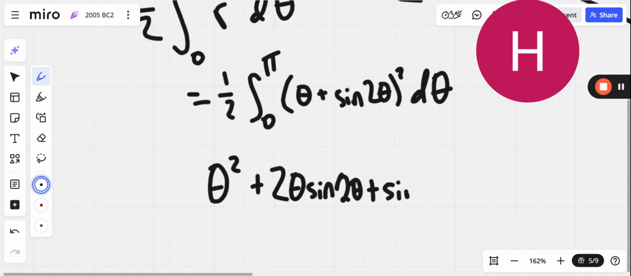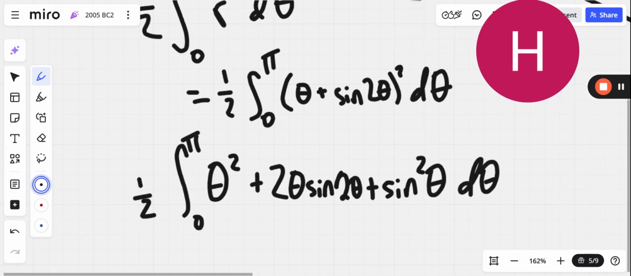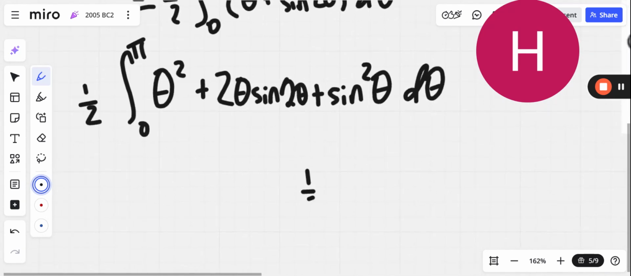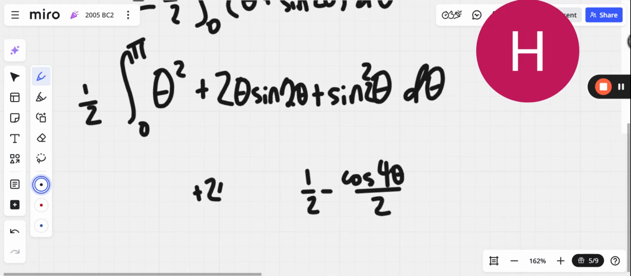Plus sine squared of 2 theta, which we're going to have to change using the double angle formula for cosine. So this would turn into 1/2 minus, oh, and this is sine squared of 2 theta. So this would turn into cosine of 4 theta over 2 plus 2 theta sine of 2 theta.